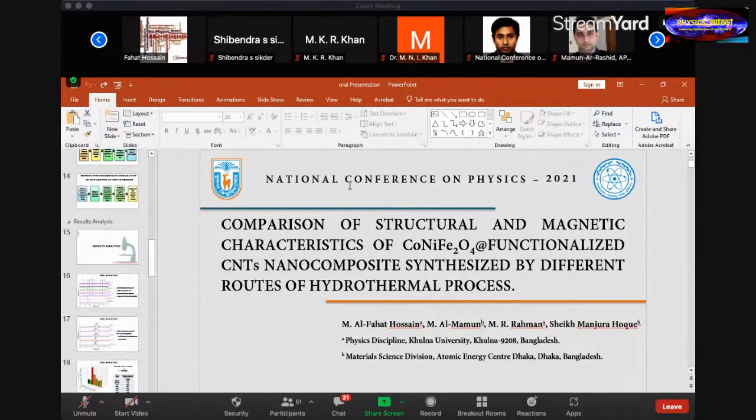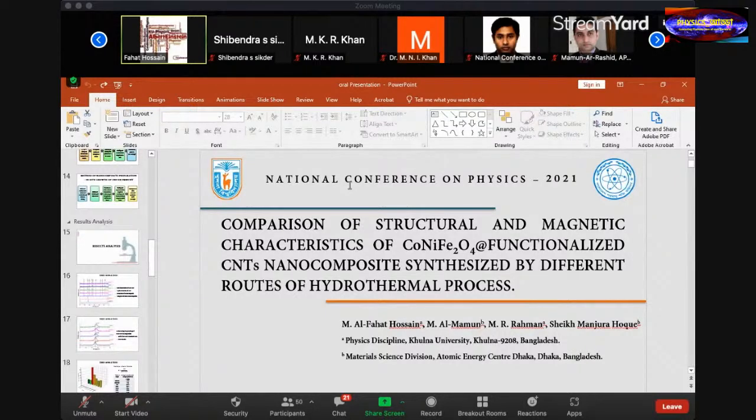Just out of curiosity, what different routes of hydrothermal process do you intend to investigate actually? What different routes? I have written that we have two routes chosen. As I said, in one we separately produced the nanoparticles and the functionalized tube, and then we added them together. In another route, we have just the functionalized nanotube, and then we added the raw materials for ferrite nanoparticles in the hydrothermal process to make the composite.